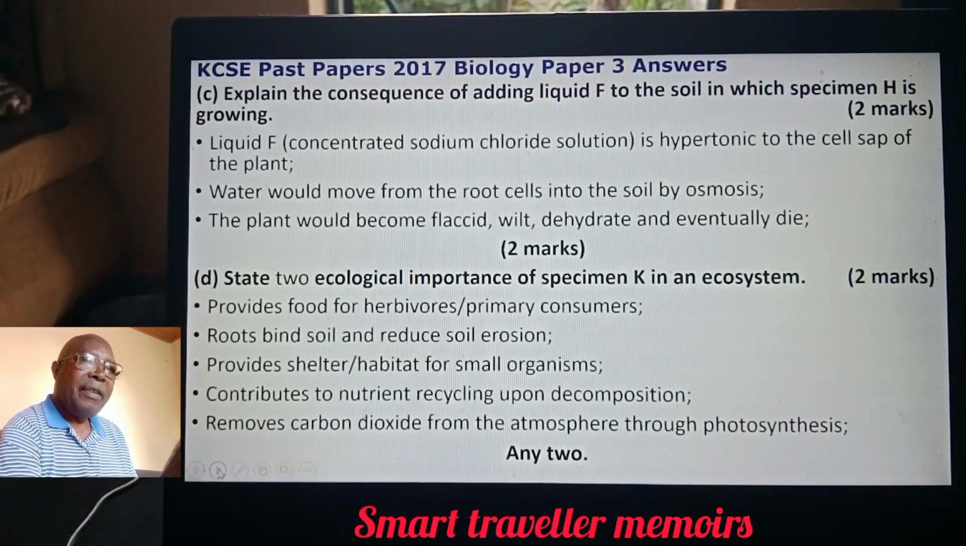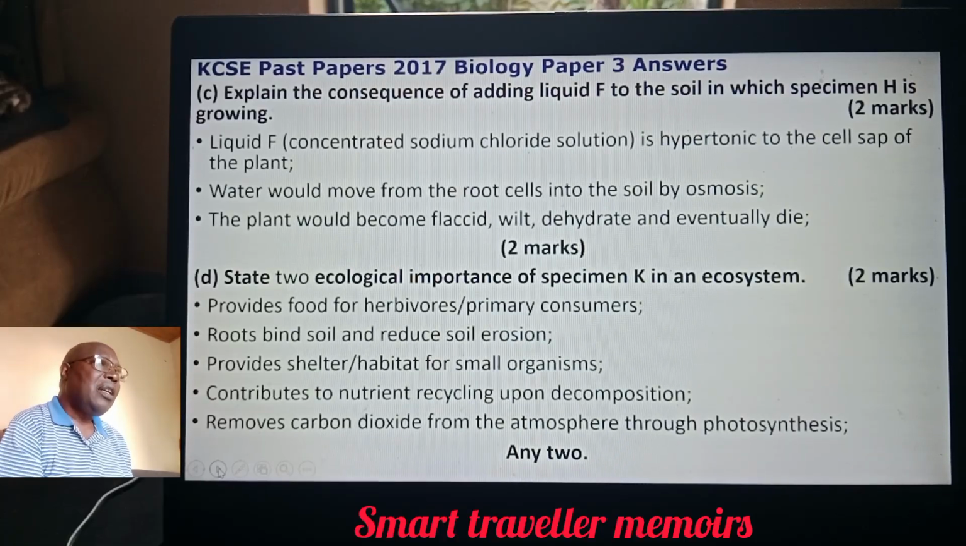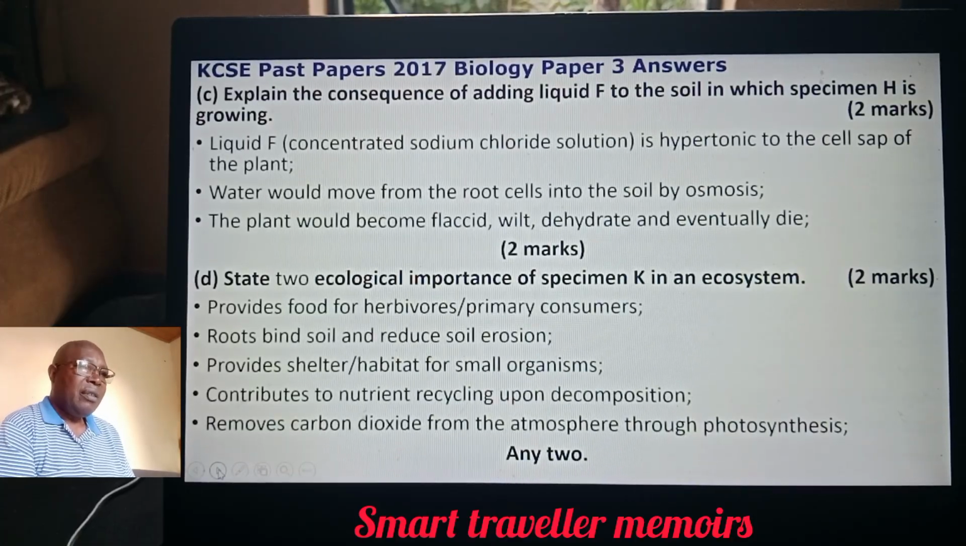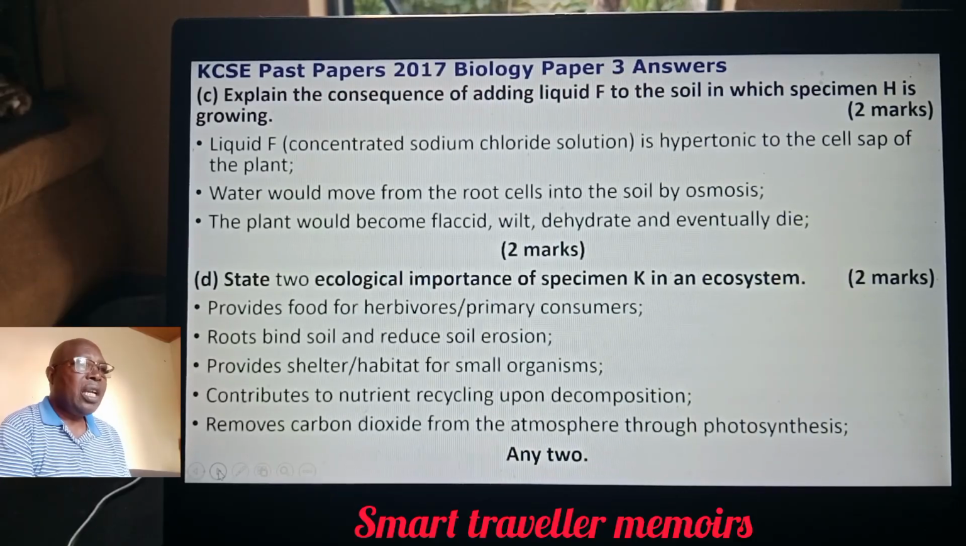Any three marks. C. Explain the consequence of adding liquid F to the soil in which specimen H is growing. Liquid F, which is concentrated sodium chloride solution, is hypertonic to the soil sap of the plant. Water would move from root cells into the soil by osmosis, tick. The plant would become flaccid, wilt, dehydrate, and eventually die.